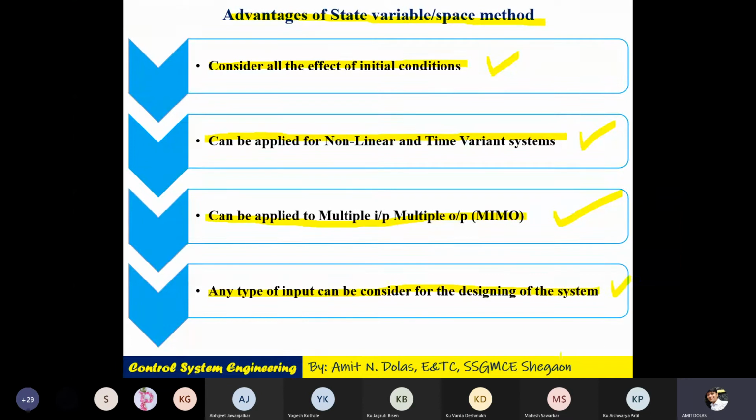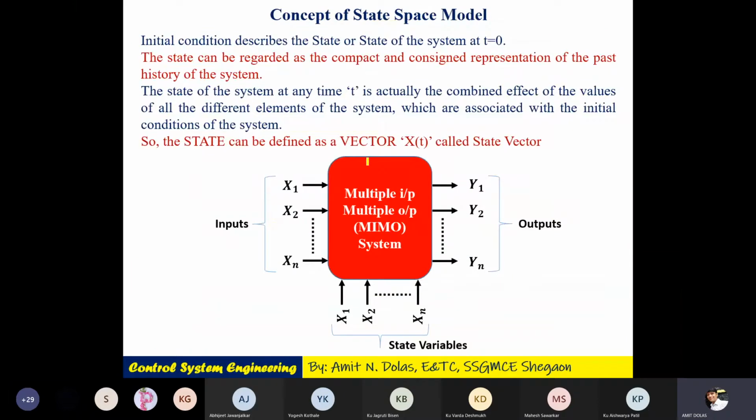In previous methods, we had some specific type of input like unit step, likewise. Here, any type of input can be considered for designing the system. Now, the concept of state space model.